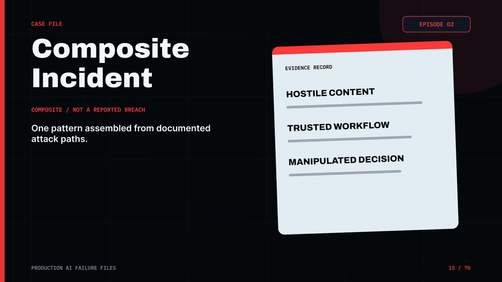This vendor review case is a composite scenario, but the attack pattern is documented. Researchers have demonstrated indirect prompt injection through web content, retrieved documents, email, and tool responses. The pattern has one defining move. An attacker places instructions in data that another person's AI system will later consume.